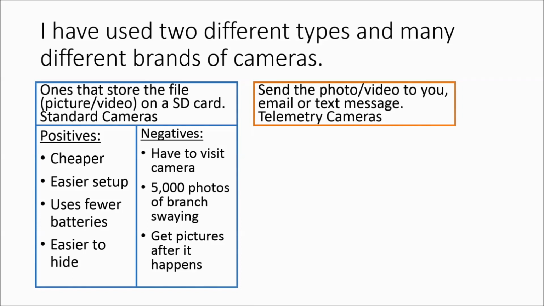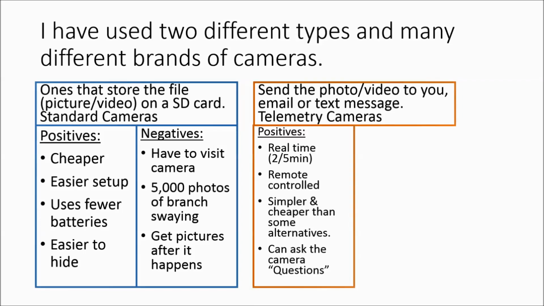Some negatives to the SD camera are that you have to visit the camera, and you don't know what you've got until you go out there and have a look at the images. So you could end up with thousands of photos of a branch swaying, and you get the pictures after it happens. So if you do have it set up for property security, you don't find out until after it happens.